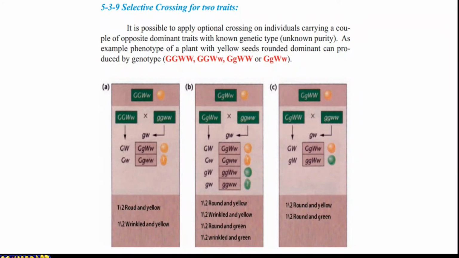Selective crossing for two traits means we change the genotype of the parents, like pure for color but hybrid for shape, so the number of organisms changes. Another pure recessive produces one gamete. One hybrid trait produces 2 gametes, so the number of organisms is also 2. Another organism which is hybrid for 2 traits, 2 times 2, produces 4 types of gametes. But pure recessive again produces only 1, so the result is also 4 types of organisms. So as we see, when we change the genotype or the number of hybrid traits, the number of organisms changes. So selective crossing for 2 traits: we select the genotype of the parents to find different ratios or different results for the F1 generation.